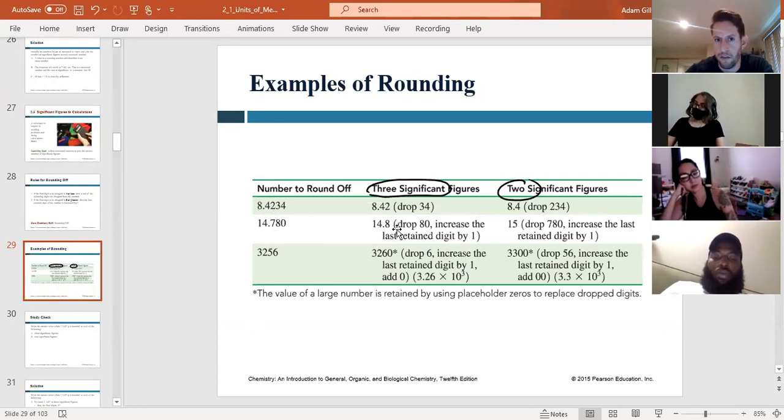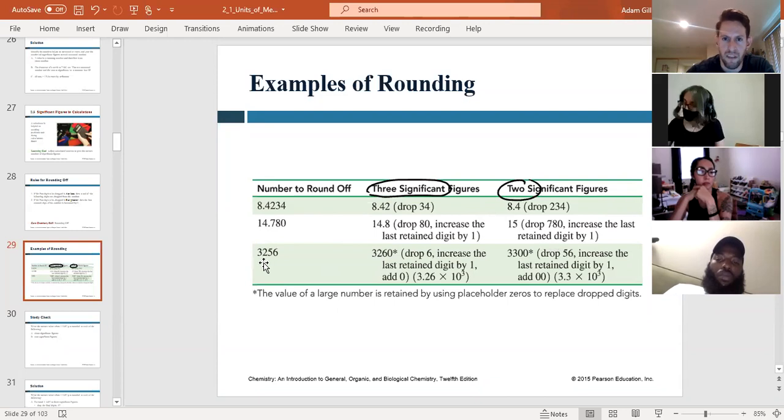14.780 rounded to 3 sig figs. So you're going to be rounding the 3rd position. So you look to the right, 8 is higher than 5, so you round up to 14.8. Okay. What if you want to round this to 2 sig figs? 15. You look at the 2nd position, and then you look to the right of it. 7 is higher than 5, so you round up. So this is actually just 15 rounded to 2 sig figs.